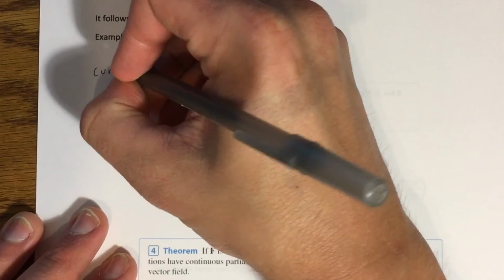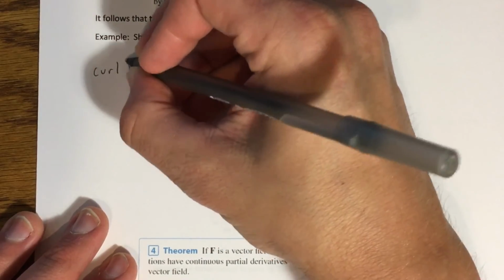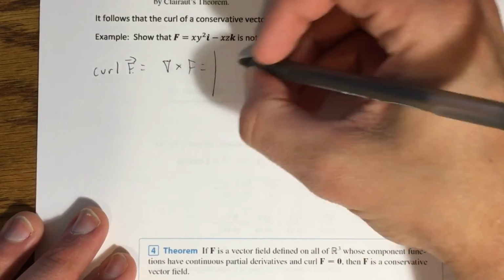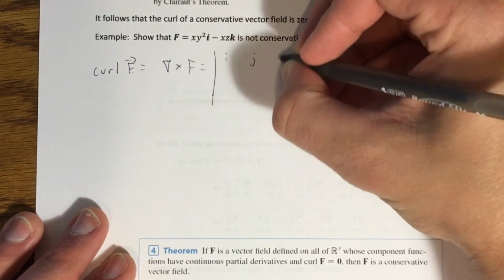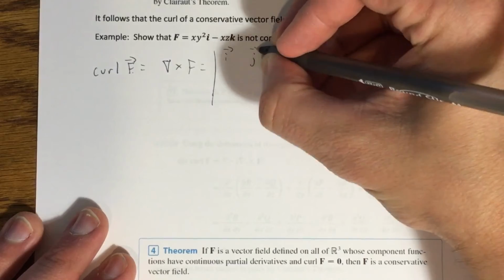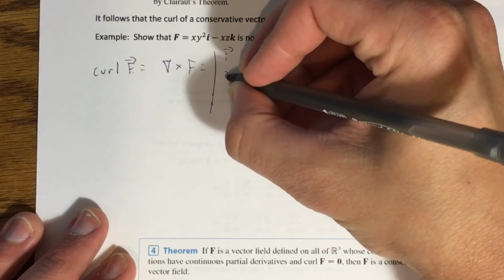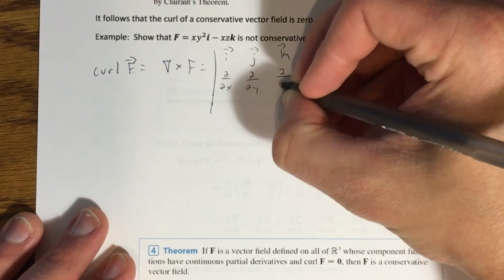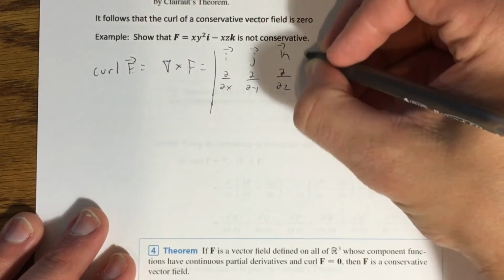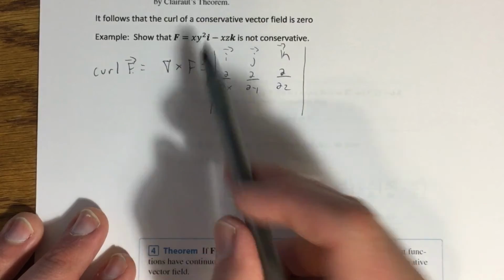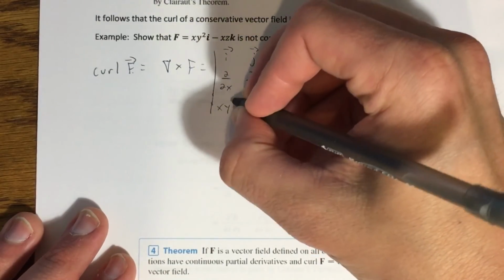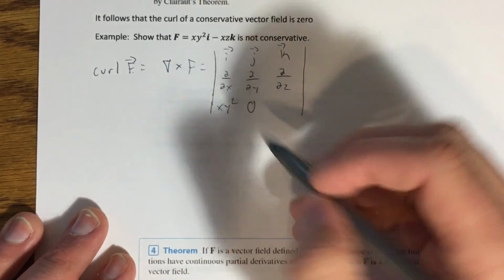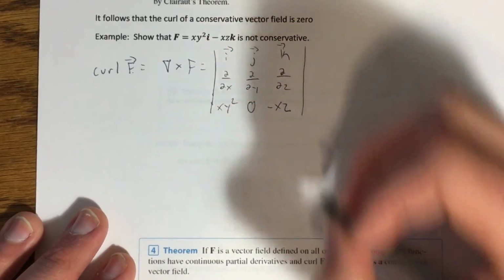Curl of f is equal to del cross f, which is i, j, k up here, differential operators in my second row. Okay, and then my component functions. xy squared is my i component. Notice my j component's not here. That means it's 0. My k component is negative xz.